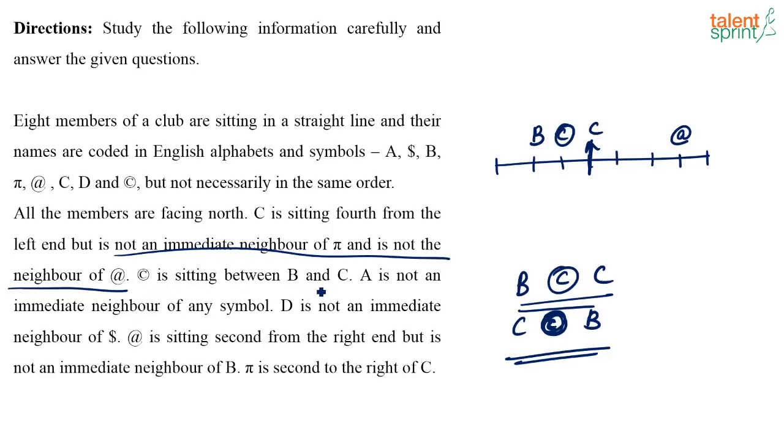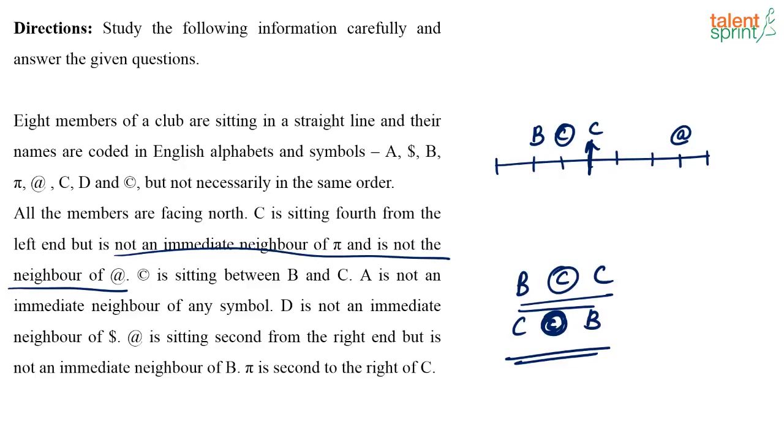C is sitting between B and C. A is not an immediate neighbor of any symbol and D is not an immediate neighbor of dollar. Okay, now next, what are they saying? C is sitting fourth to the left end but is not an immediate neighbor of pi and is not an immediate neighbor of at the rate of. So this is at the rate of.